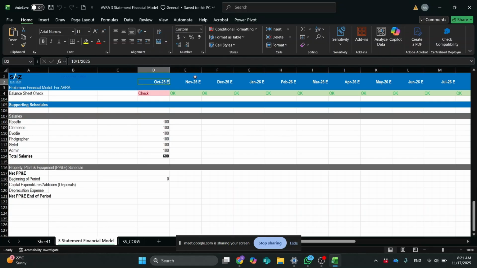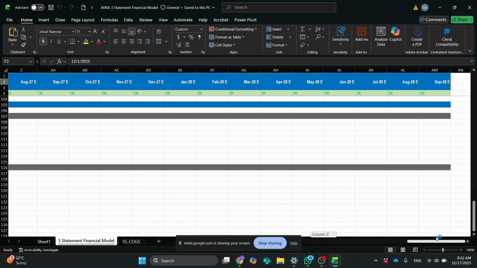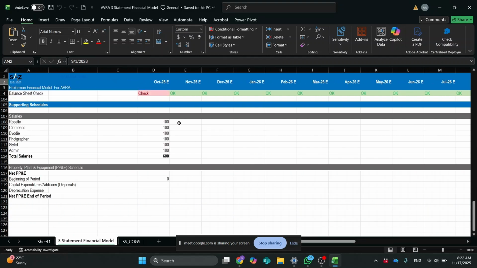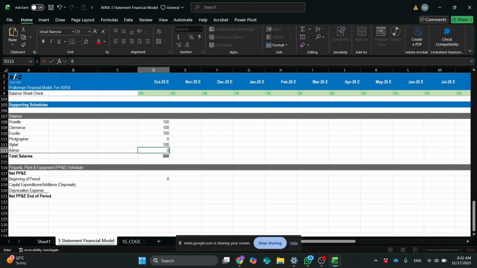So here we have October, November, December 2025, the estimates. We continue like that till September 2028. Now, for now, let's say the three of you, you told me you have one person also. So you'll just come and we'll fill this, yeah? And then in November, let's say we don't have a photographer this month, we don't have an admin, we don't have a stylist. So I know the total salary for this October 2025 should be this. I know you're not getting paid for now, but we want to make it as realistic as possible.